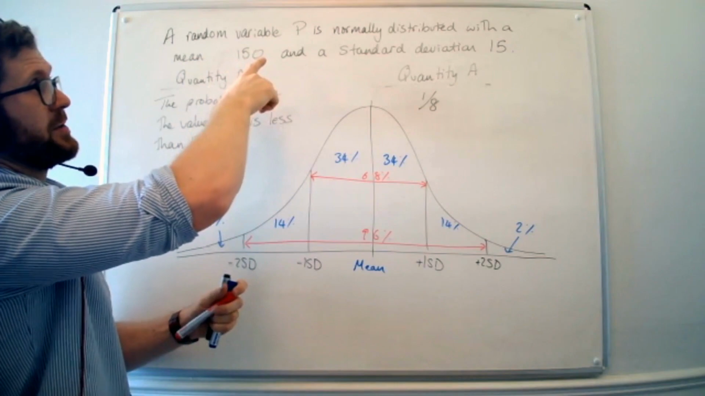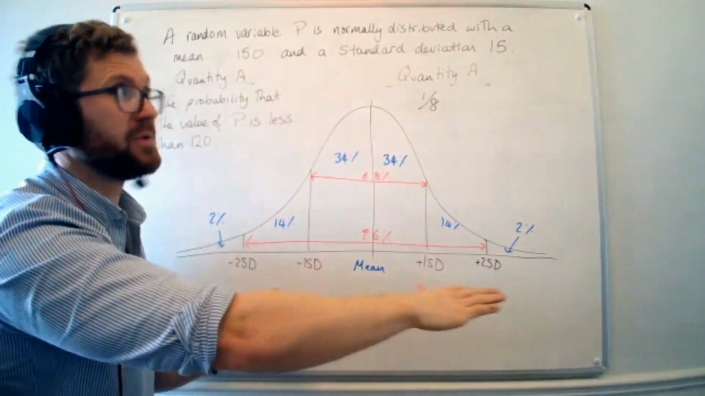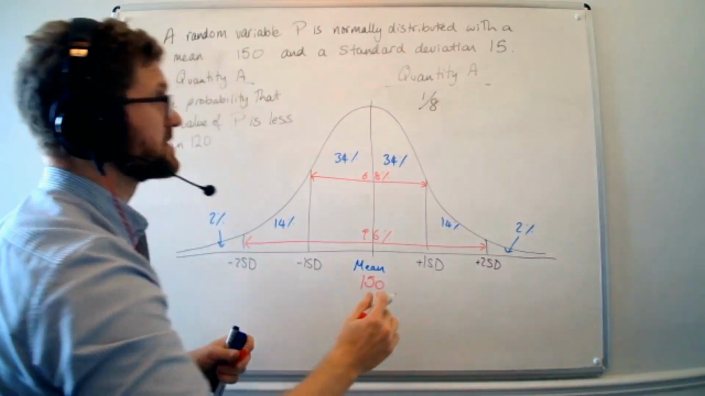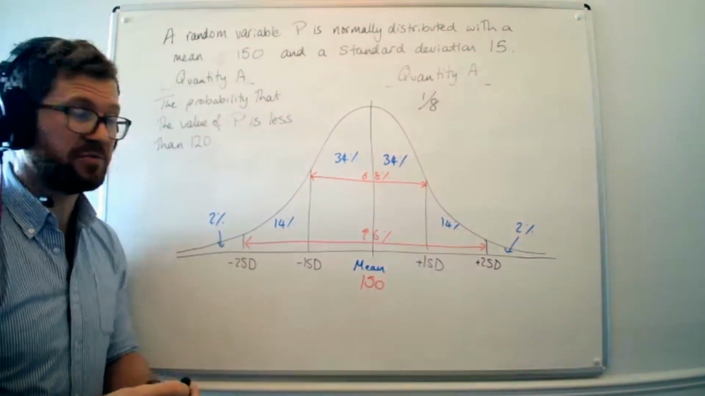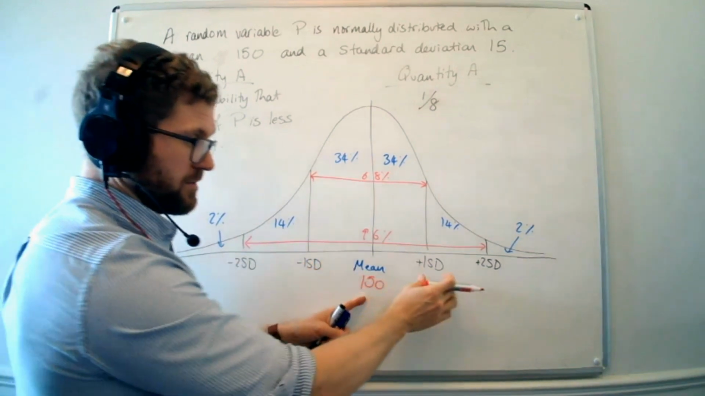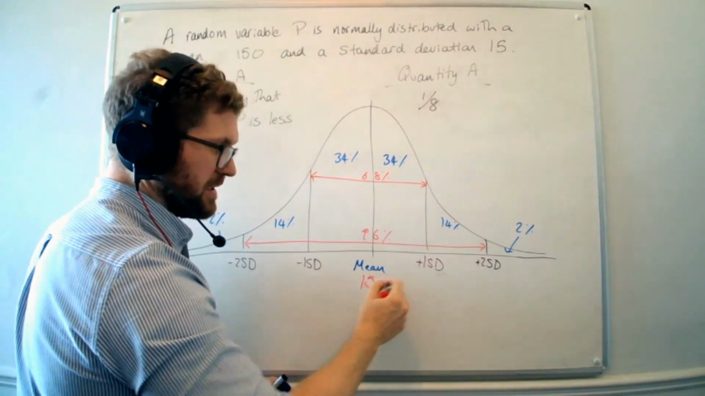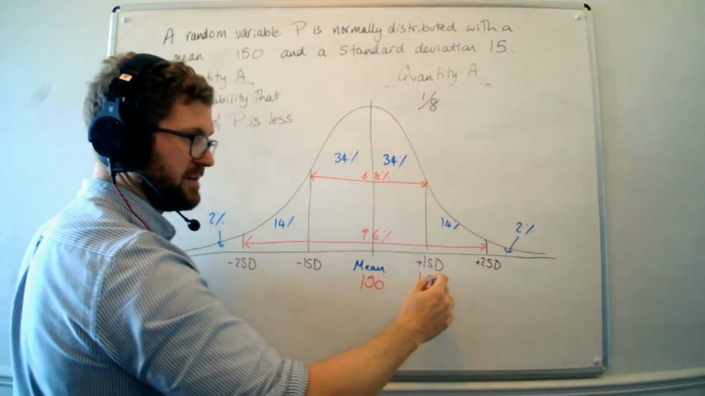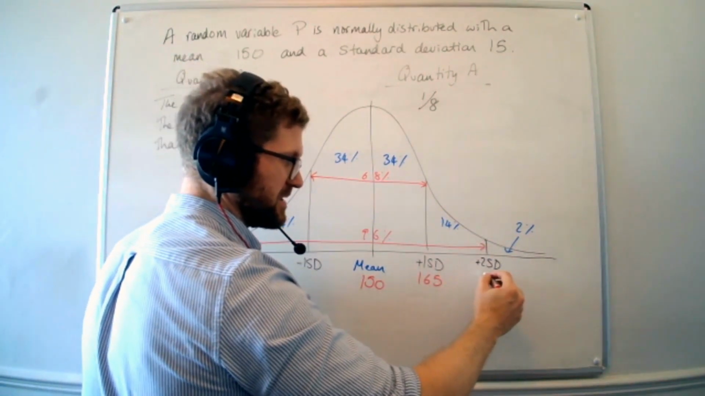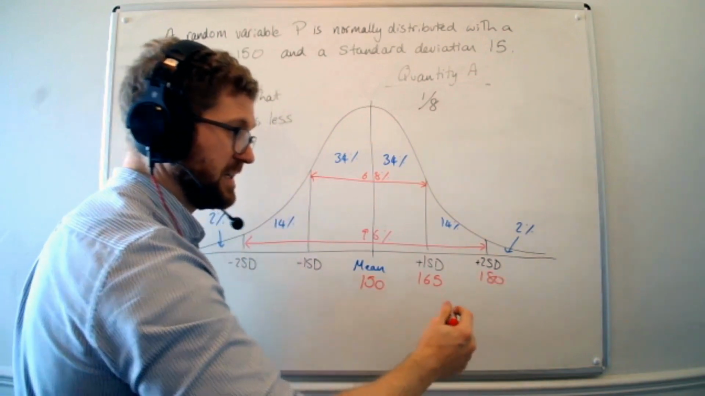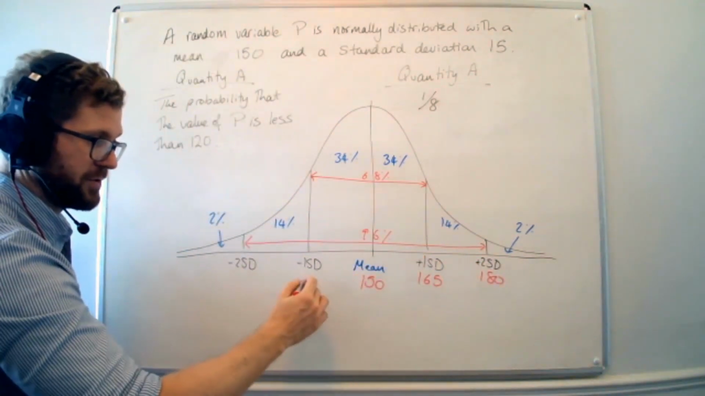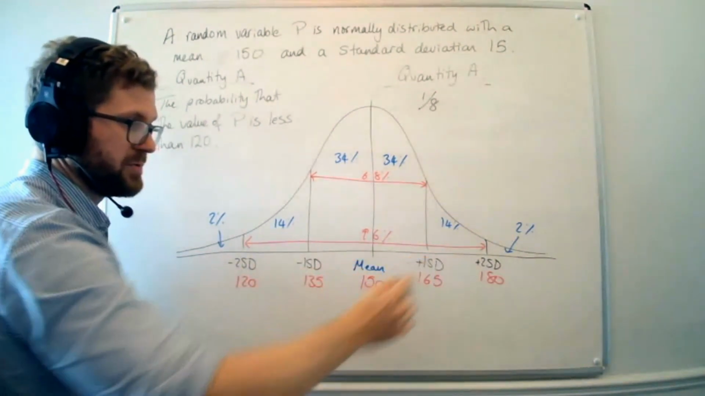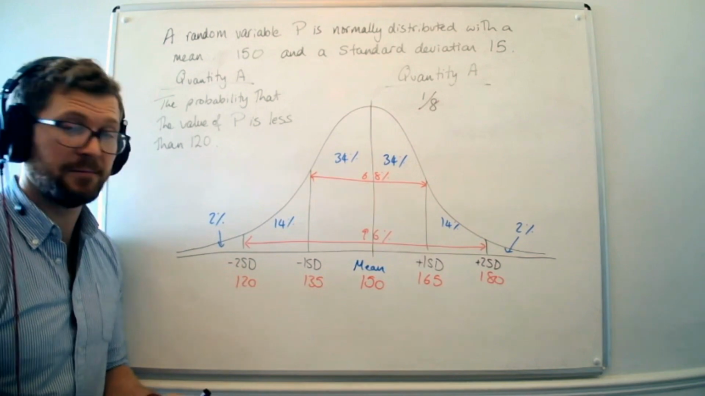We're told that random variable p is normally distributed. So it's going to follow this pattern. And we've got a mean of 150. So I can put that number in there. Our mean is 150 and a standard deviation of 15, which means that this place up here, the mean plus one standard deviation, 150 plus 15, is going to be 165. I can add on another 15 to get to two standard deviations, that's going to be 180. And I can reverse the process and go down the other way, 135 and 120. And the gap between each of these standard deviations is 15.